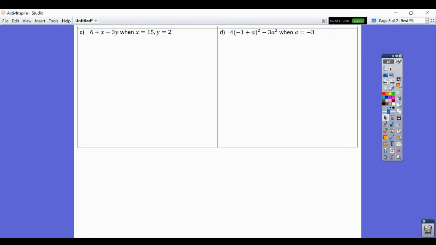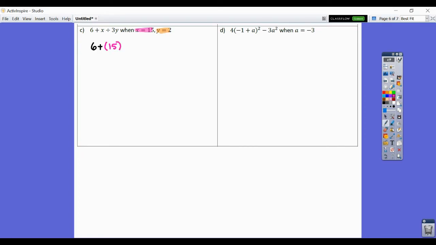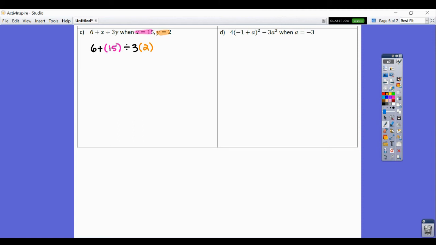In the next example, we have 6 plus x divided by 3 times y. So again, replacing x with a 15 and y with 2. So I keep the 6 plus, then I put parentheses around my 15 for x being replaced. Can't forget to divide that by 3, then times parentheses 2. From here, I have no simplification needed inside my parentheses and no exponents, so I go to multiplication and division, must do that left to right.